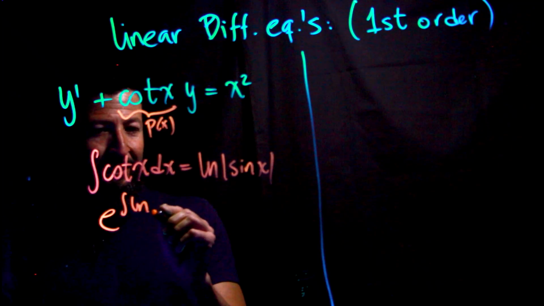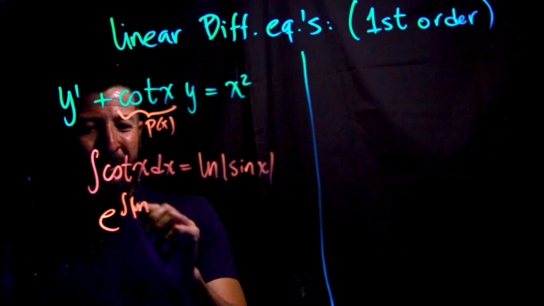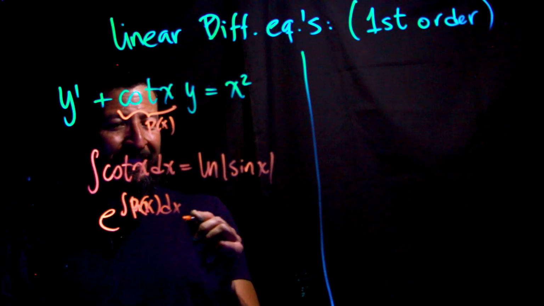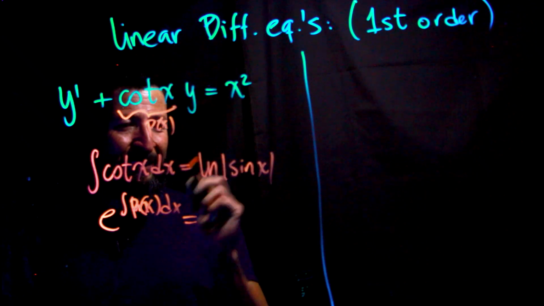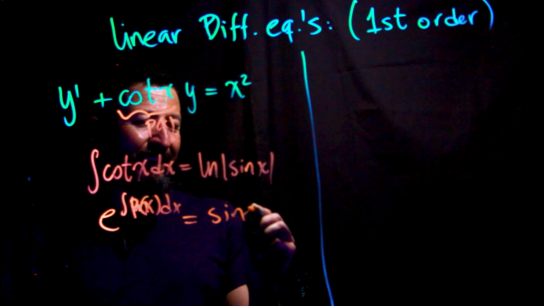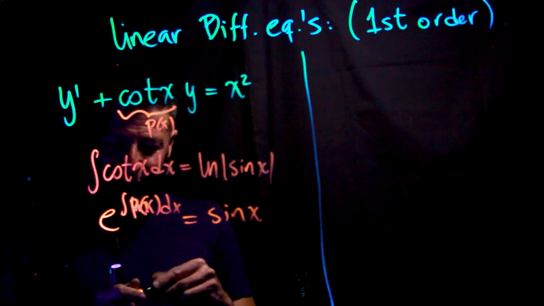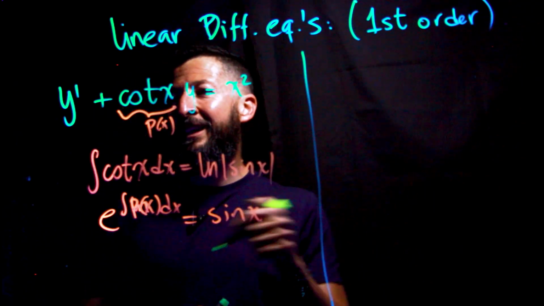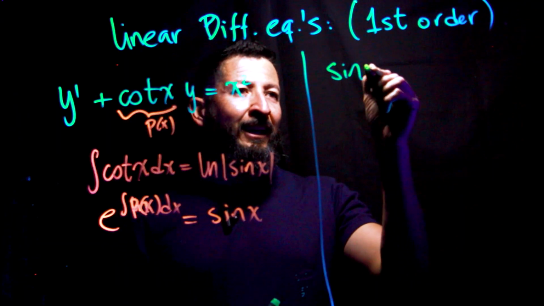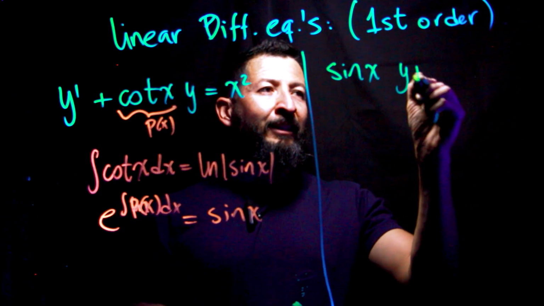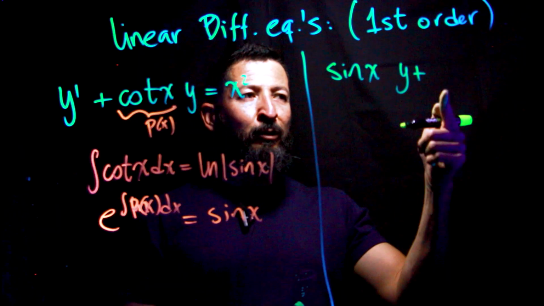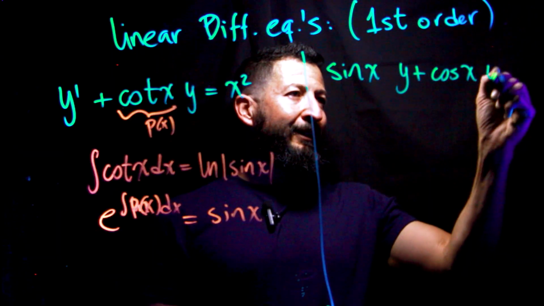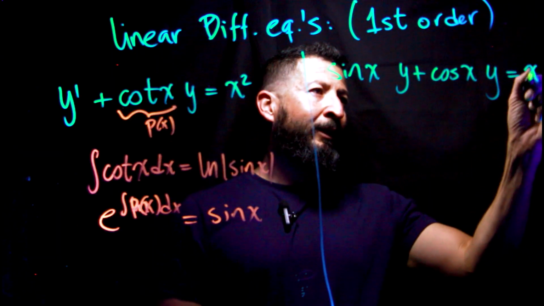All right, so now you do the integrating factor, and you get e to the integral of p of x dx. This is going to be e to the natural log of sine, which is going to give you the sine. Again, I'm not going to use the absolute values. I'm going to cheat, and you already see what's going to happen. So let's go ahead and multiply everything times the sine, and I get sine x y prime plus, now cotangent is cosine over sine. When I multiply times sine, the sines cancel, and I get just cosine x y equals x squared.